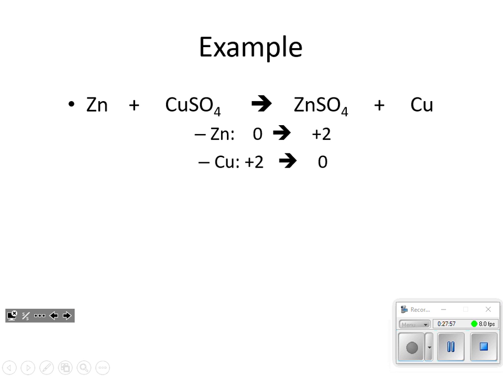So here's the change that I noticed. Zinc started as a 0 and it became a +2, because in ZnSO4, it's in a compound, it's going to have an oxidation number. Copper starts as a +2. After all, the compound's called copper 2 sulfate. It became a 0.